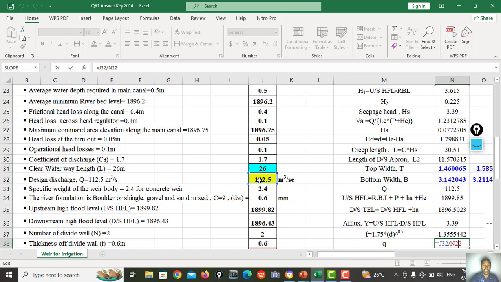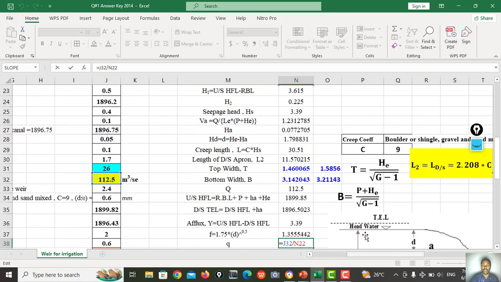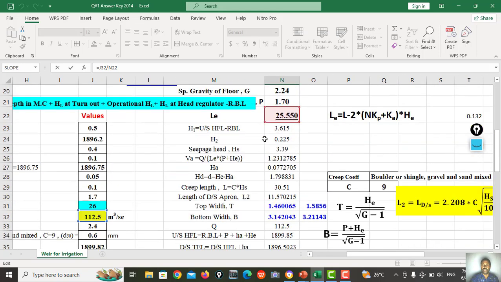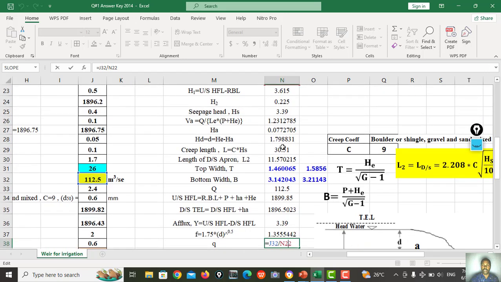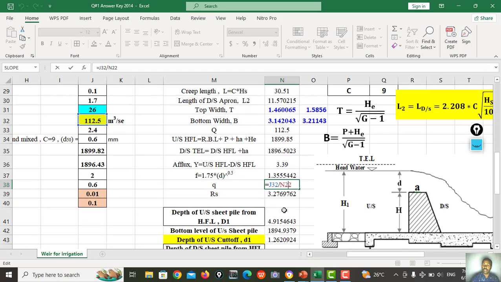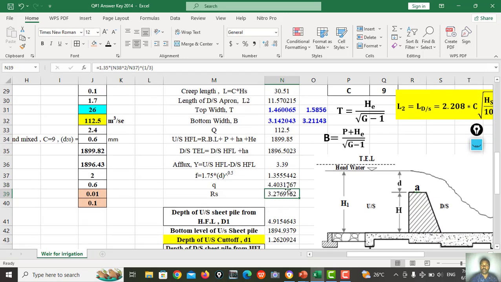Then discharge intensity will be Q over B, which is the design discharge, already 112.5. You can see the design discharge. Then if you divide by the effective length of the weir, where water is flowing, you can find 4.4. Then RS, which is the regime scour depth. The regime scour depth is 1.35 times Q square over F, the whole to the power 1/3. So this is the regime scour depth.